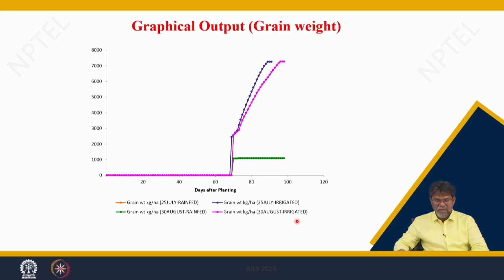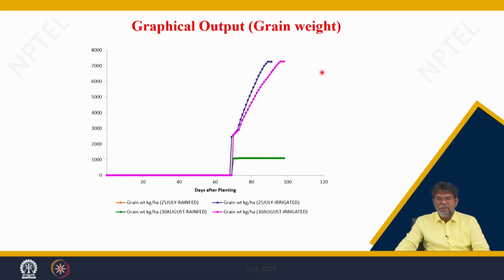And if you go for the grain weight also, you can see a similar response. You see the 30 August planting under rain fed conditions, the green color, shows significantly lower grain weight, because grain filling stops here because of the stress, a lot of water stress. But the maximum yield, the highest grain weight, you get with the 30 August irrigated condition, because probably other parameters are favorable and the crop is getting a sufficient amount of water, so the crop does not suffer from water stress. So, yield is much higher here.